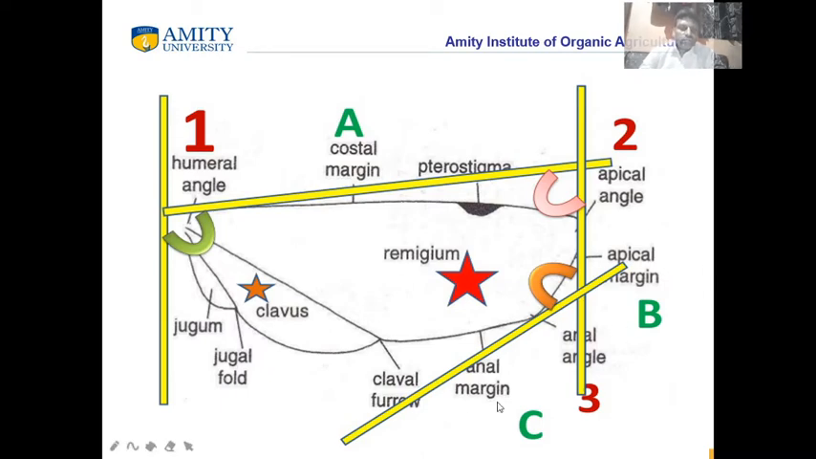Some other structures like jugum, jugal fold and clavus are organs which help in coupling of wings, the attachment of forewings and hind wings. These accessory organs like jugum, jugal fold and clavus are important to attach the forewings and hind wings in the wing coupling process, which is helpful in flight.